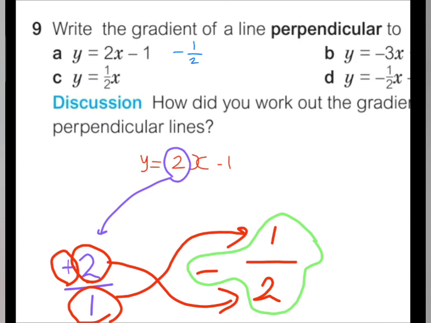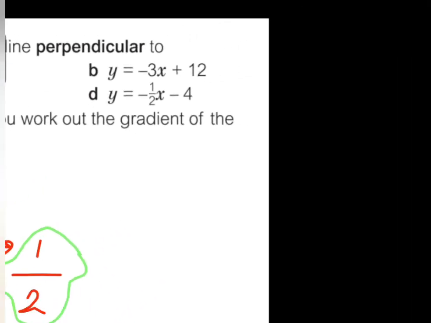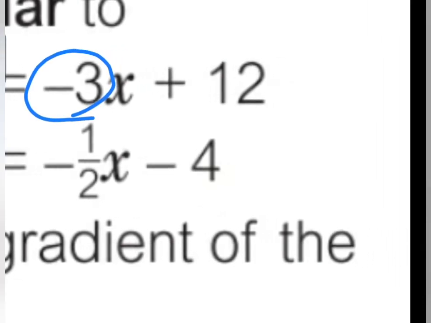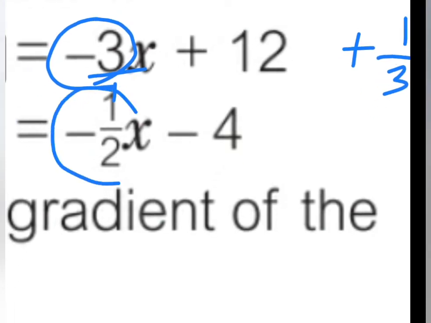Now, I can use the same idea here, in B and C. Let's check B first. Same idea. What's the gradient here? It's -3. The first step is what? I make the negative positive, and then 3 is going to be over 1, and then it's going to be 1/3. I just flip them. So I just change the sign and flip them, okay? What about this one? This is the gradient. Because it's negative, it's going to be positive. And because 1 is on top, it's going to be on the bottom, and 2 is going to be on top. So +2 on 1, or +2.